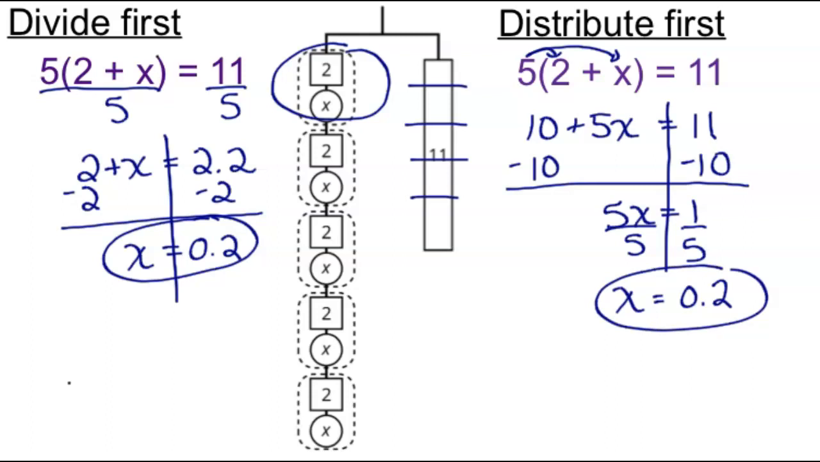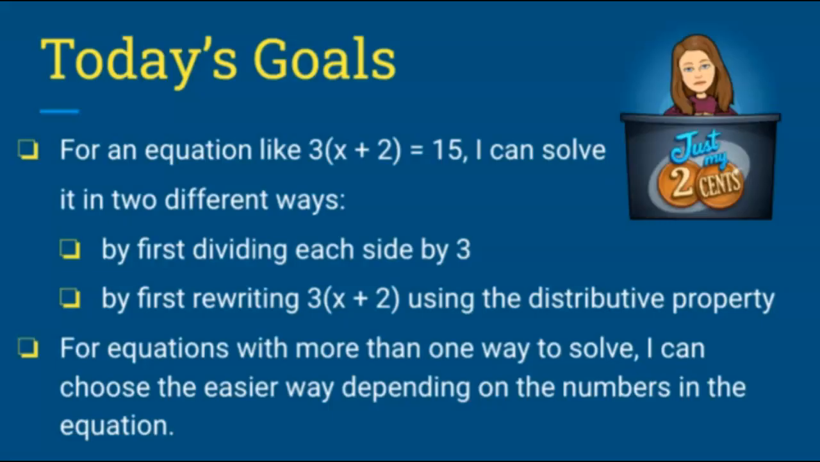So our goals today, you're going to try to solve in two different ways. If you see an equation with parentheses, you could first divide, for this example, each side by 3, or you could first rewrite it by using the distributive property. As we do problems in class and after class, you're going to see that sometimes one method is much more simple than the other, so it's good to be able to use both well.